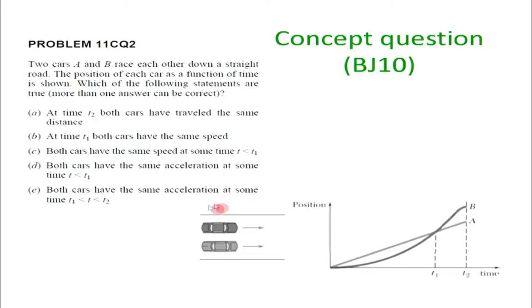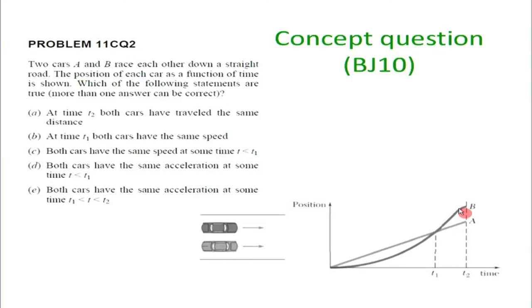And the last statement: both cars have the same acceleration at some time T between T1 and T2. Now this is true. Why? Because note here that the slope is increasing, then the slope starts decreasing. So velocity is increasing here, velocity is decreasing here. So somewhere the acceleration is positive because velocity is increasing. At another part, the slope is decreasing, so the velocity is decreasing, so the acceleration is negative.